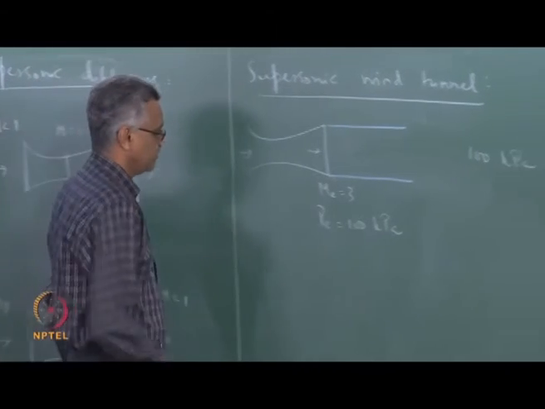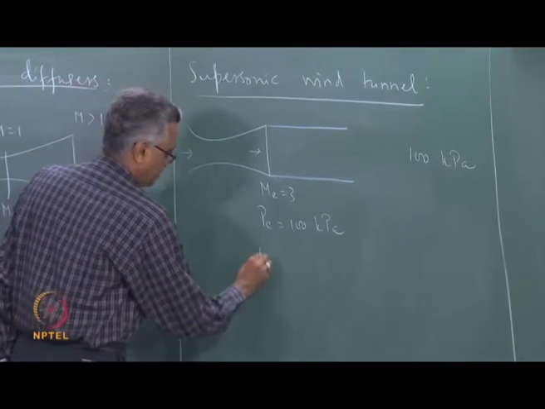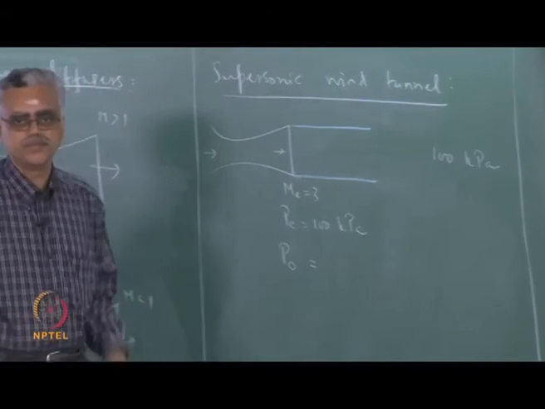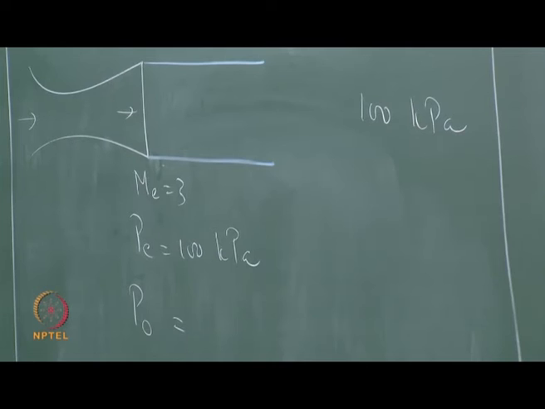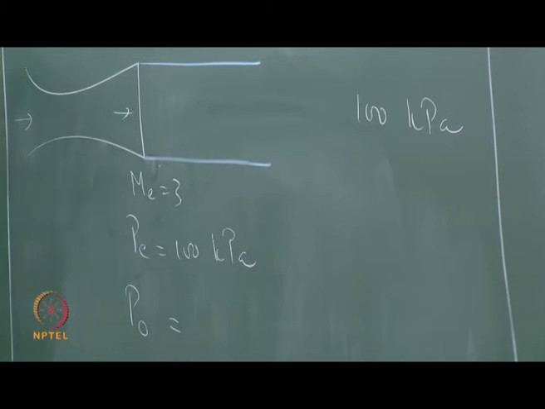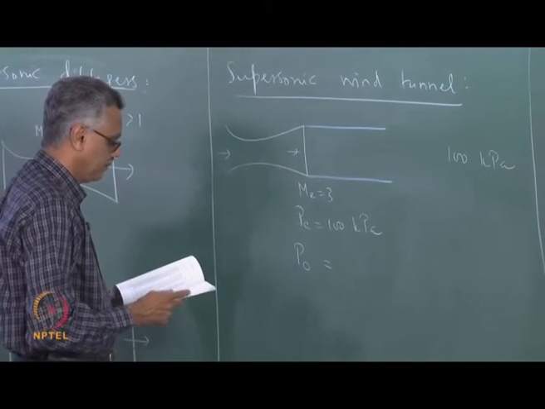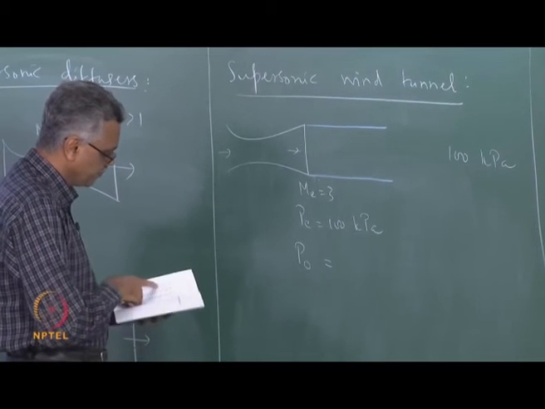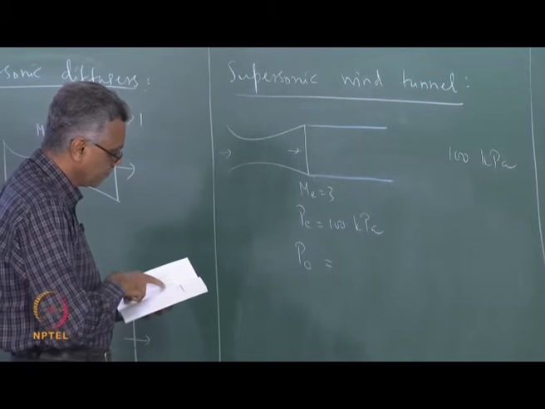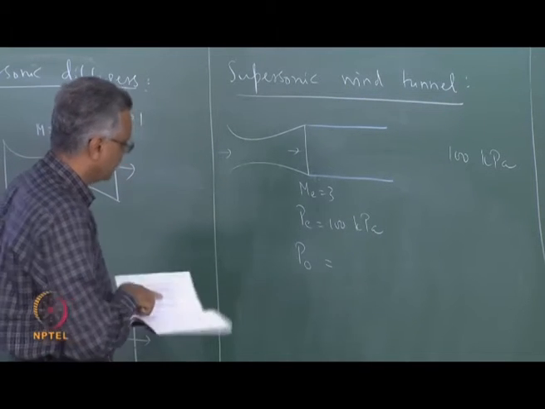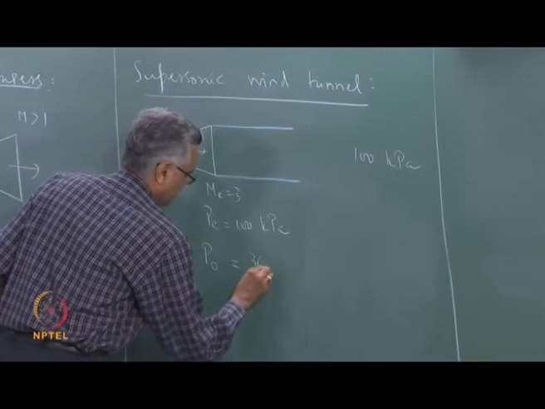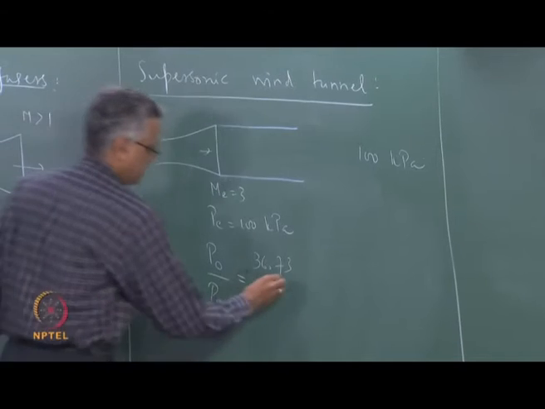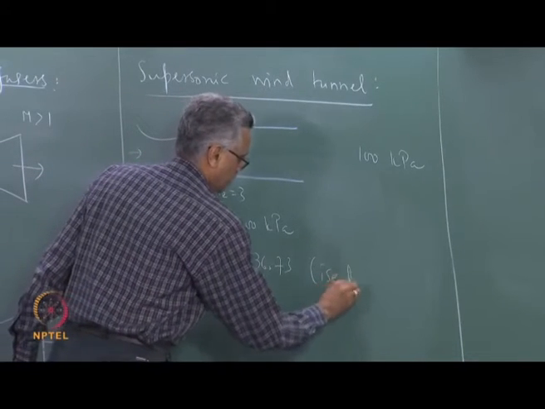Right. So, if it is correctly expanded and ME is 3, if you go to your tables, I can get my P0 value for this case. What is it going to be? Let us go to the isentropic table, and for Mach number 3 you get the value 36.73. So, P0 over PE is equal to 36.73 from isentropic tables.